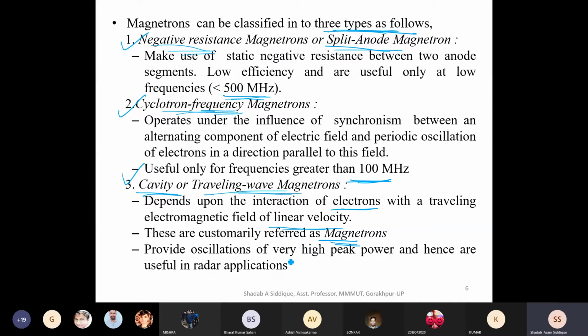This provides oscillation of very high peak power, and they are useful for radar applications. Because of the high power we can use it for radar applications, and many other applications also, like the microwave oven. In a microwave oven, the microwave generator which you use is a magnetron.